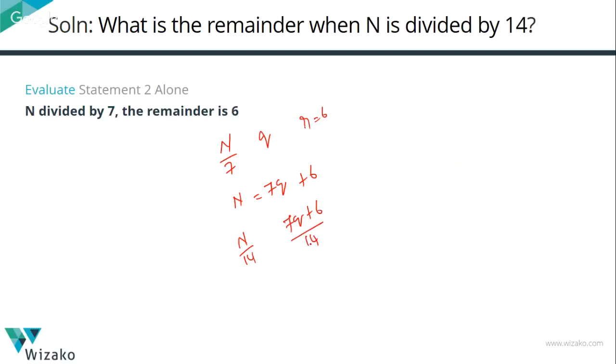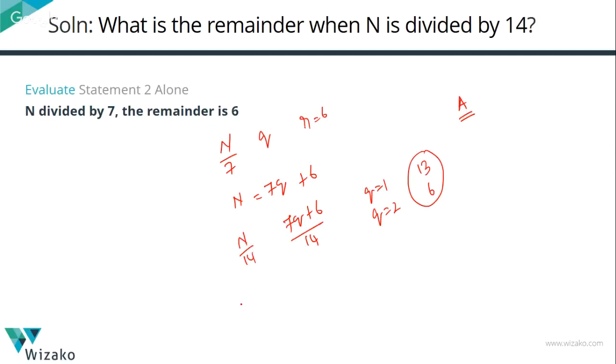Is 7q divisible by 14? Sometimes yes, sometimes no. If q is equal to 1, it is not. If q is equal to 2, 7q is divisible by 14. So even multiples of 7 are divisible by 14, and we do not know whether it is divisible or not. If q is equal to 1, I get an answer which is equal to 13. If q is equal to 2, I get an answer which is 6, which means we don't have a unique answer with this. Statement 2 alone is not sufficient. So choice A is the answer.